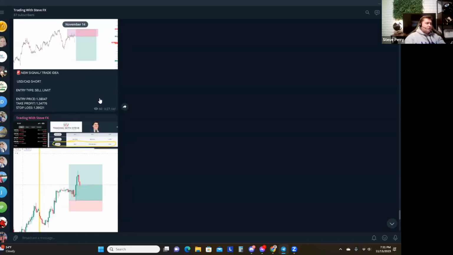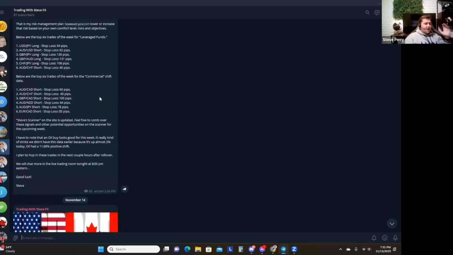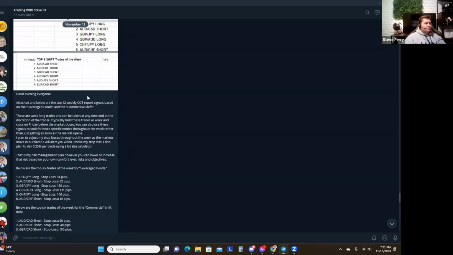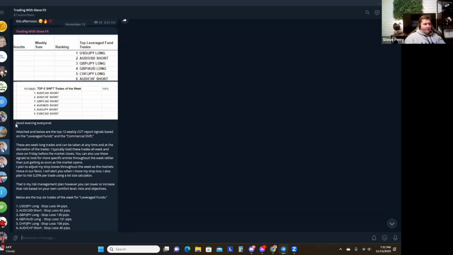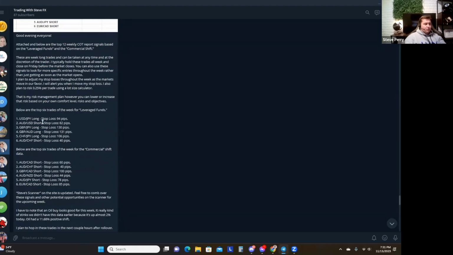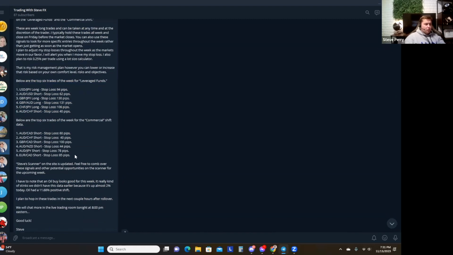But for now, you guys are just going to come in here to the Telegram right here where we post the trades. So these are the trades from this week. It looks like this. Every weekend, you're going to get the top 12 trades. Six of them will be from the leverage fund side of the market, and the other six will come from the commercial shift. So there are two different datasets. The leverage funds is our old faithful strategy. We continue to trade it. And then you have the commercial shift strategy, which is a little bit newer, but that's the one with all that data I showed you, where I showed you the results. Very, very good results when you trade commercial shift.